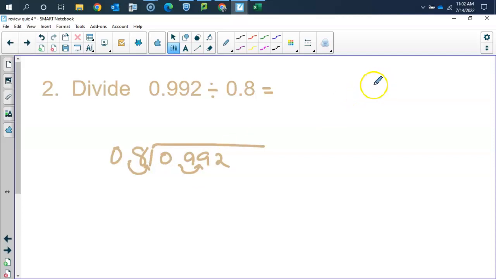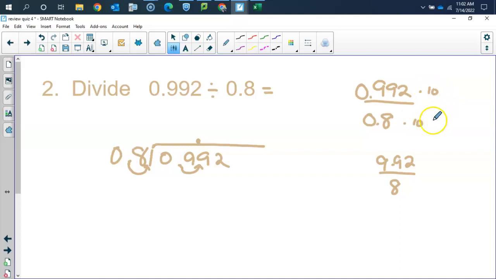Now, let me explain why that works. Another way to write this would be like this. Couldn't I multiply both of these by 10? If I multiply them both by 10, I get 9.92 divided by 8, which is what's going to happen here. We're going to move our decimal point straight up into our answer. So all we're doing is multiplying by a power of 10, but it's easier to divide when this number is a whole number. So now we start dividing.